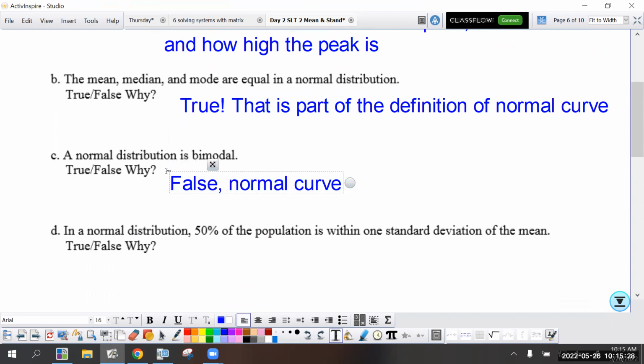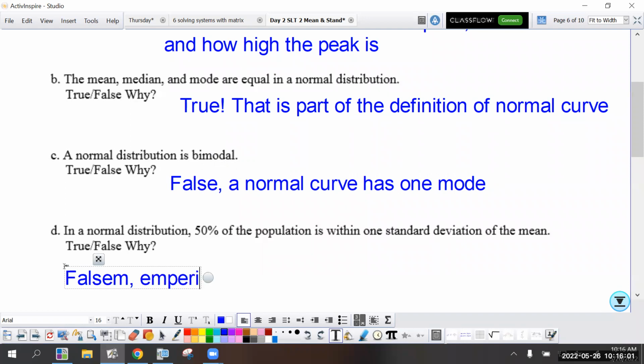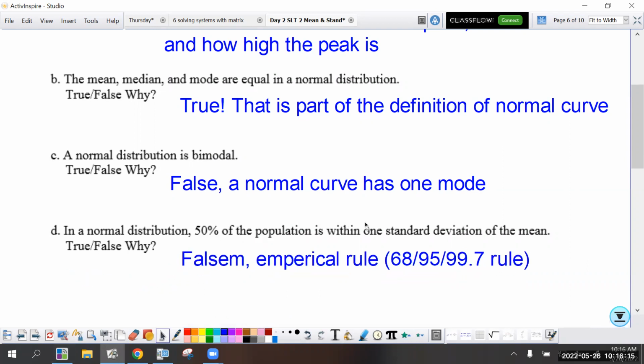A normal curve has one mode. In a normal distribution, 50% of the population is within one standard deviation of the mean. That's false. Yesterday, we looked briefly at the empirical rule, the 68, 95, 99.7 rule. No, 50% is not going to be within one standard deviation. 68% will be.